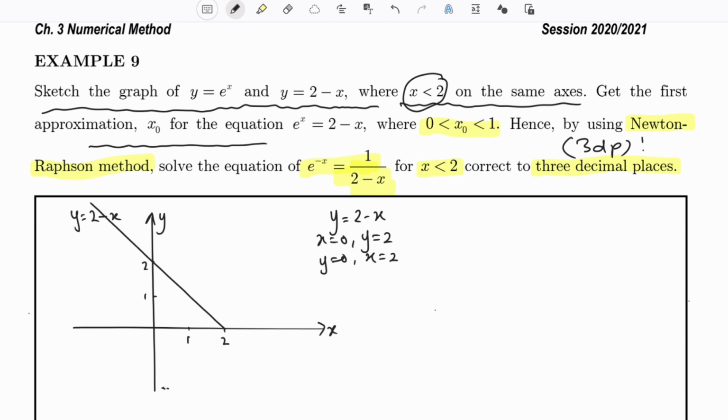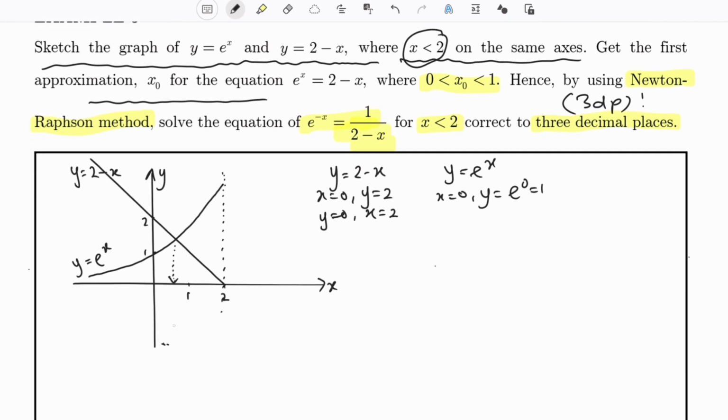Next, we're going to sketch y equals e to the x. So x is 0, y equals e to the 0 equals 1. So this is your graph of y equals e to the x. So make sure it is less than 2. So from the intersection of the graphs, let's approximate the value. So let's say x is 0.4.